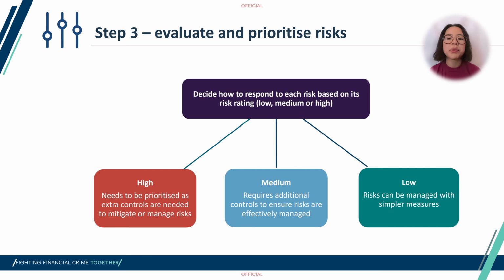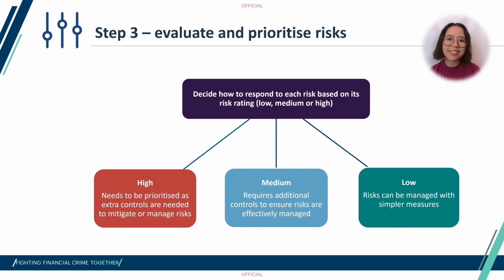If you can't appropriately mitigate or manage the higher risk, you need to consider whether to continue providing designated services to the customer. You can then manage lower risk factors with simpler controls. Prioritising your risks will help you allocate your resources efficiently and help you ensure that your controls are proportionate and targeted to your risks.